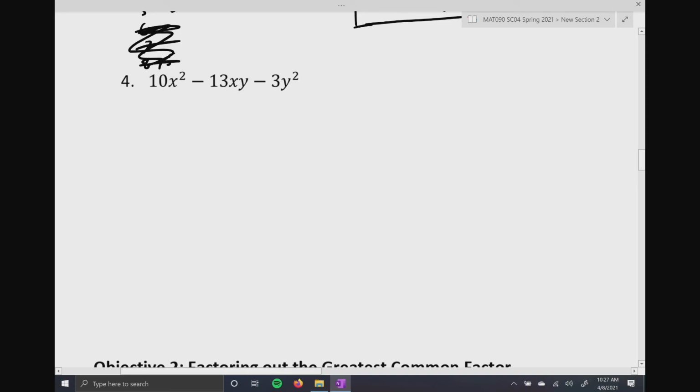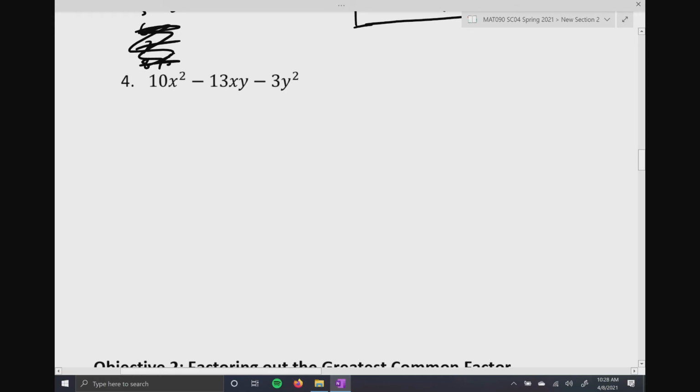All right, let's do number 10. Now, number 10 looks crazy: 10x squared minus 13xy minus 3y squared. This is the first time we've seen y squared at the very end of a problem. It doesn't matter. I don't care about that because I have a technique, and that technique is more powerful than any problem that I can ever give you. So, we'll do this one together.